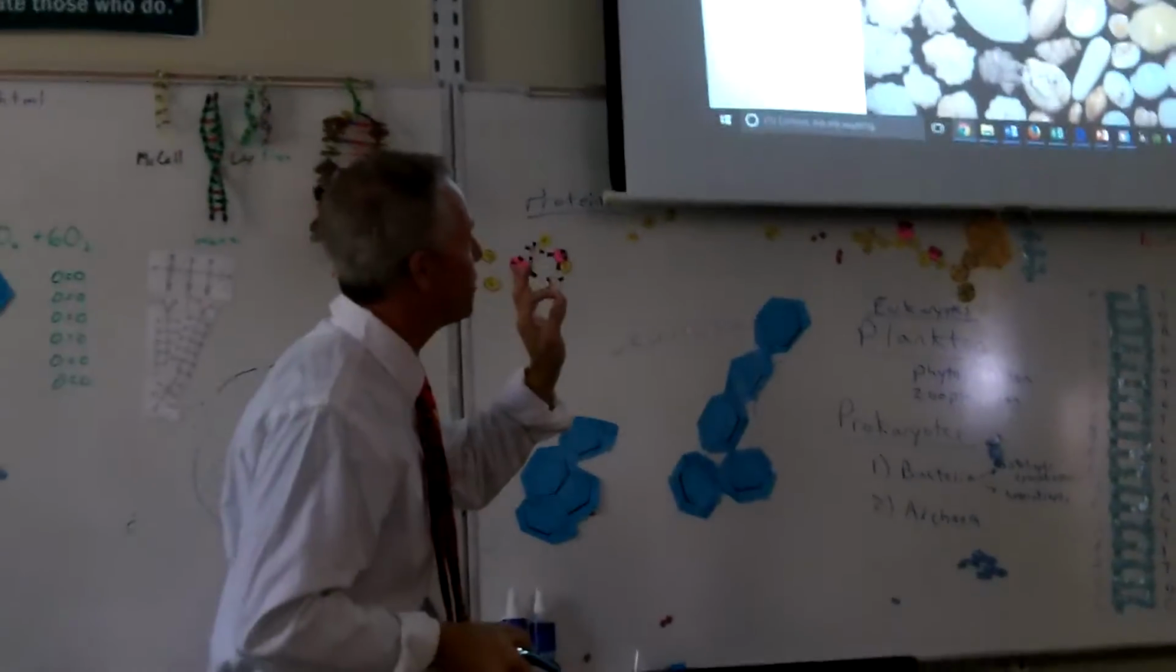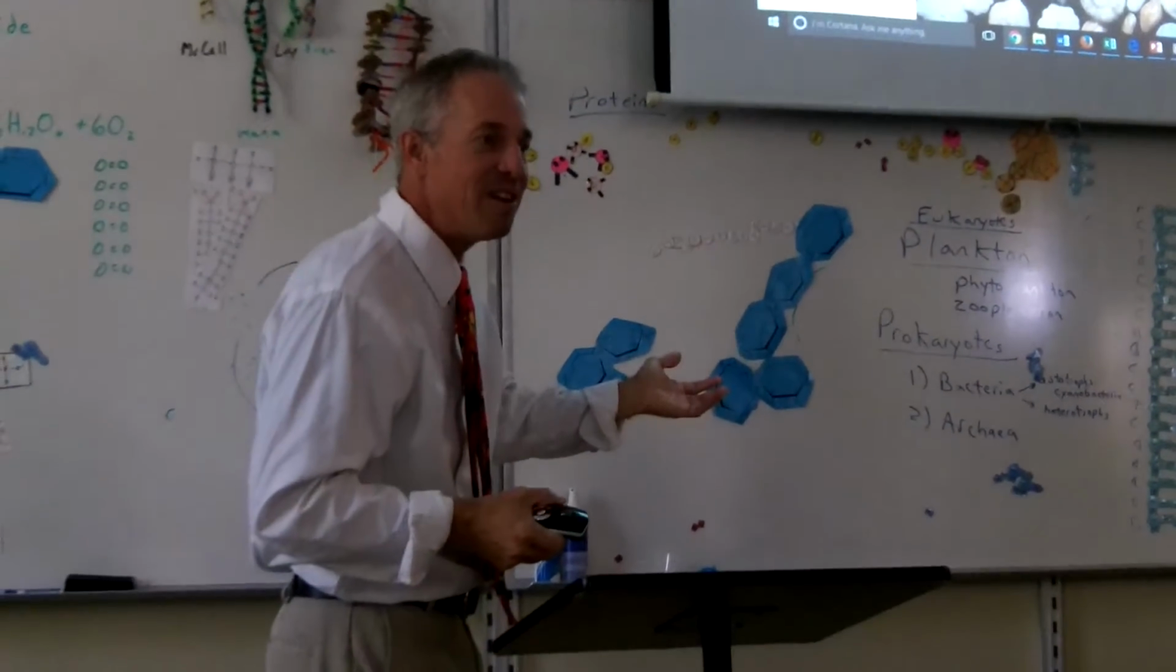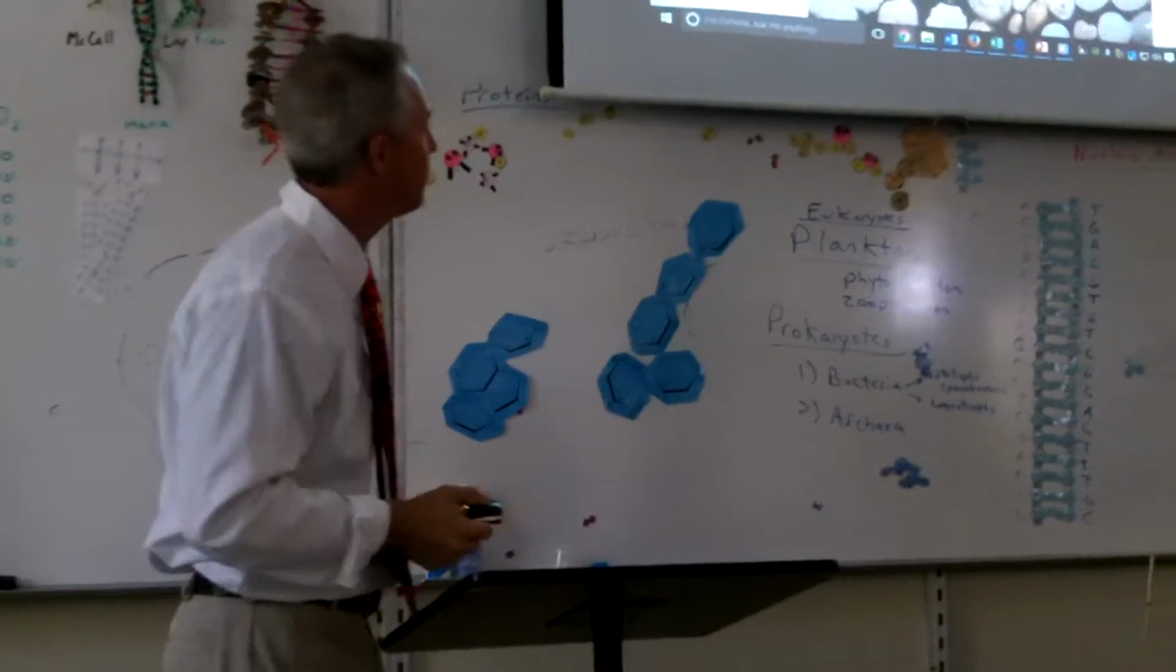So it's funny, these foraminiferan shells are what make up chalk and what make up the White Cliffs of Dover.